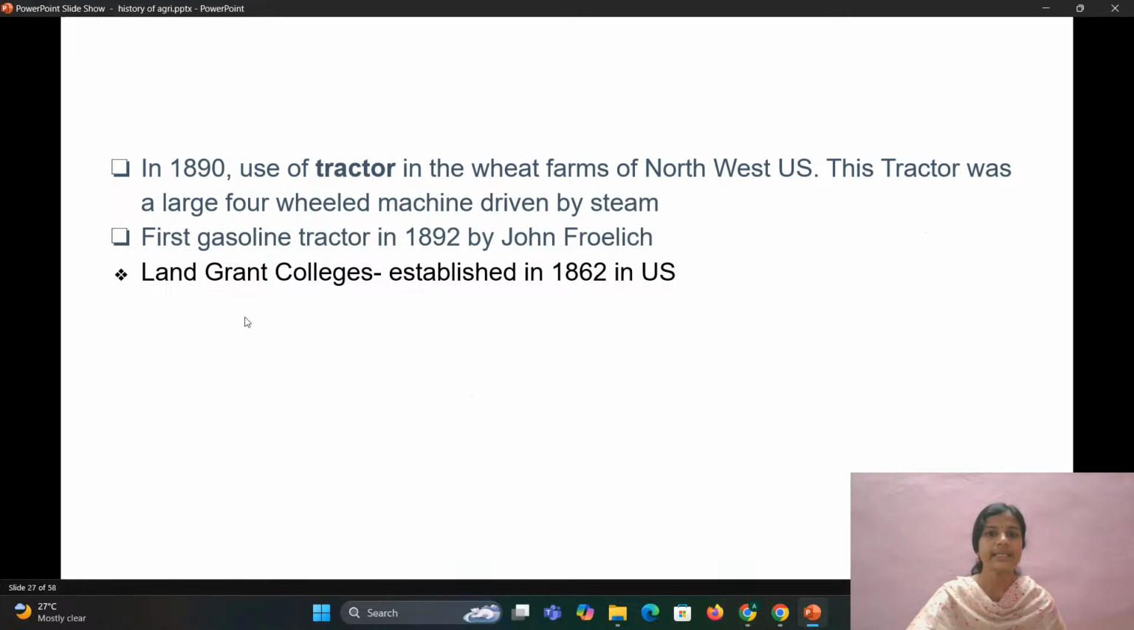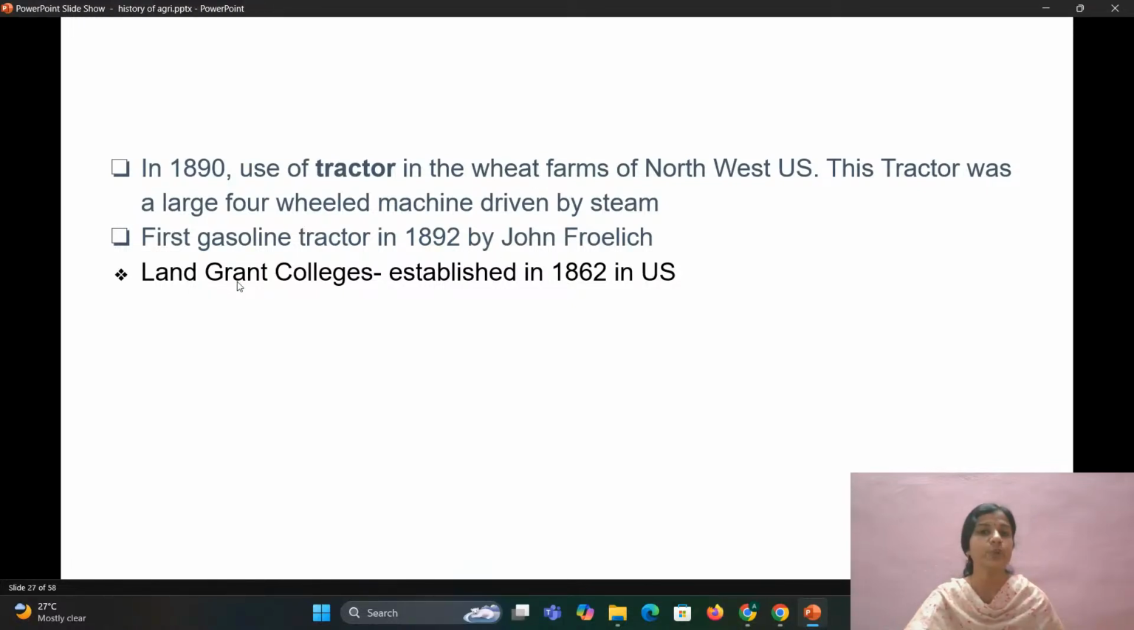Then this is regarding the developments in the world. In 1890, the first form of tractors were used in the wheat farms of northwest US, and this tractor was a large four-wheeled machine driven by steam. And the first gasoline tractor was developed in the year 1892 by John Froelich.